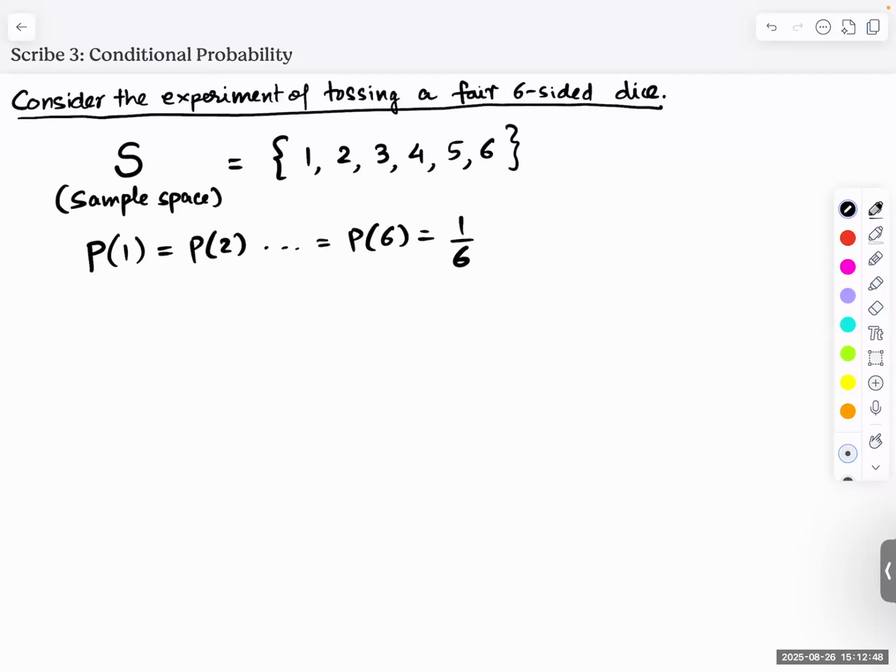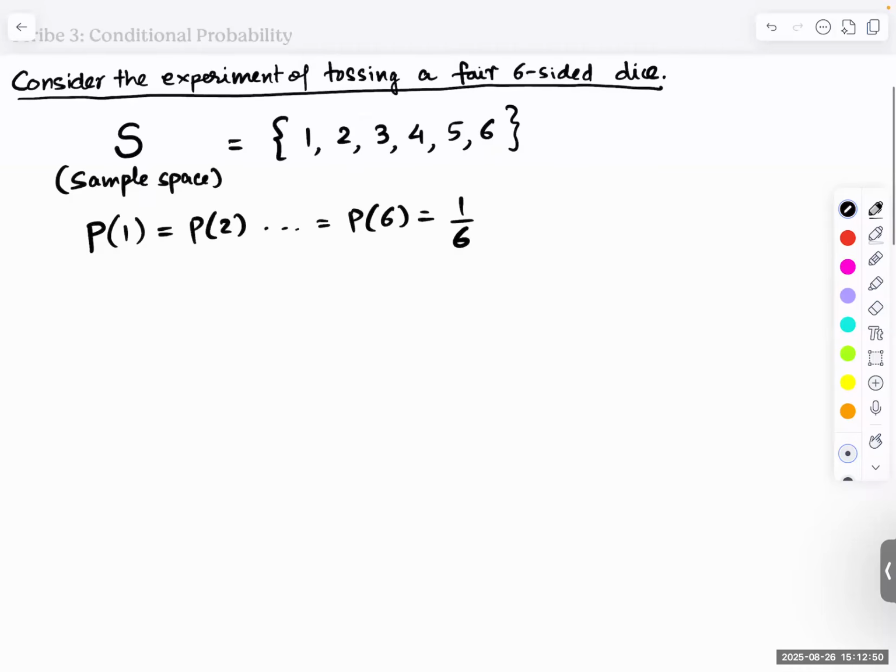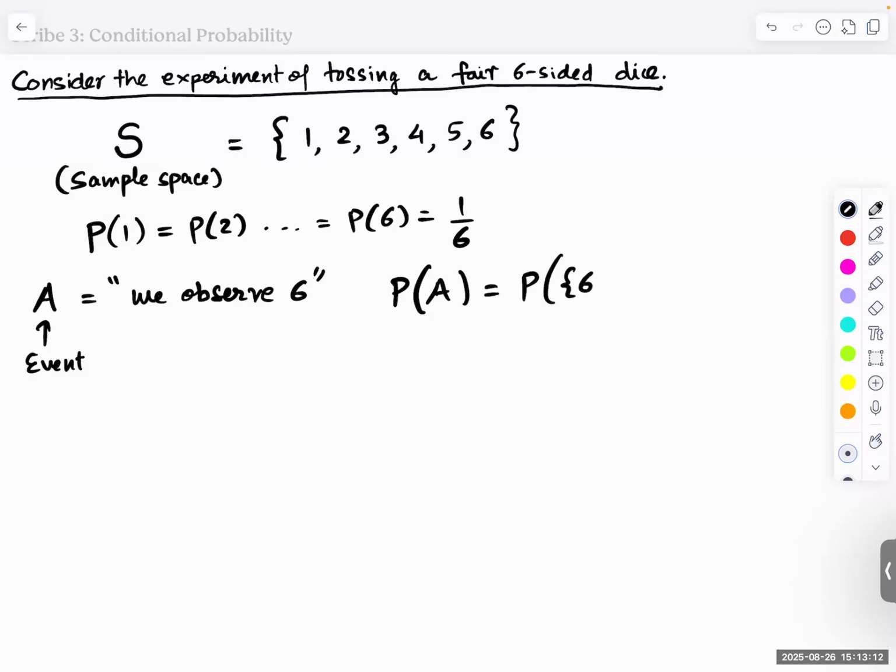Okay. Now let's think about an event. So let's say A is the event that we observe 6. Then we can ask, what's the probability of this event? So the probability of event A is the probability of the set of outcomes describing this event, which is just 6, which is 1 by 6, based on our description of the probability space.